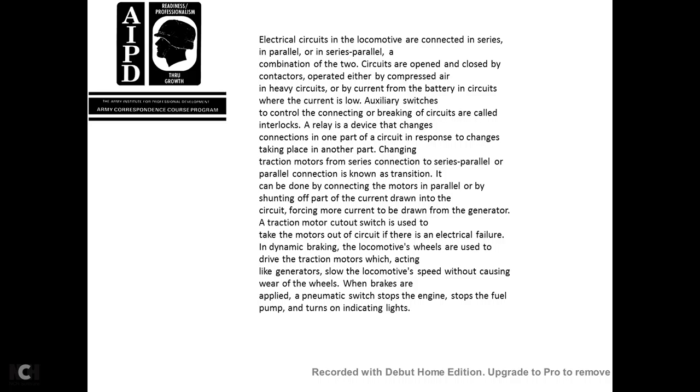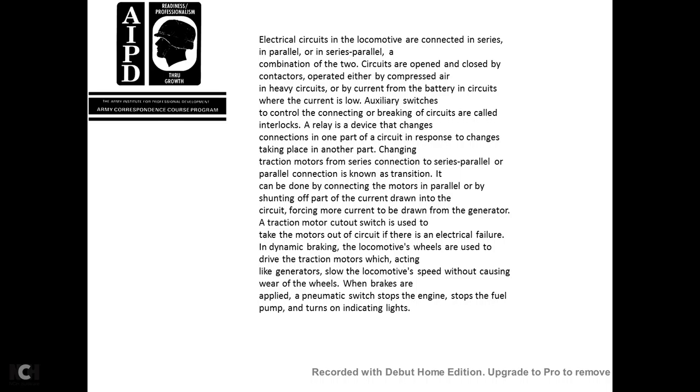Changing traction motors from series connection to series-parallel, and then to parallel connection, is known as transition. It can be done by connecting the motors in parallel and shunting off part of the current drawn into the circuit, forcing more current to be drawn from the generator. A traction motor cutout switch takes a traction motor out of the circuit.